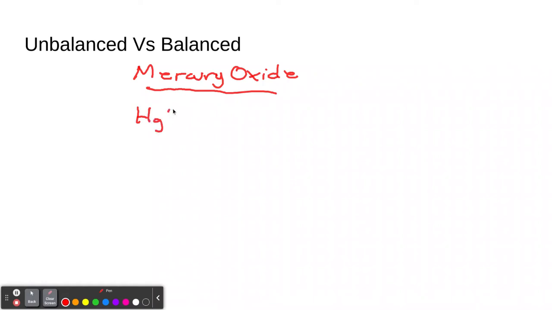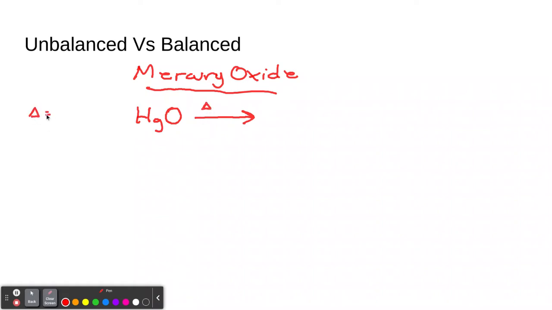All right, so let's take mercury oxide. As you guessed, you have mercury and oxygen involved in it. So here's our mercury, Hg is mercury, and we have oxygen. And it's going to yield, and before I go any further, you're going to see this delta symbol on top of the yield sign.